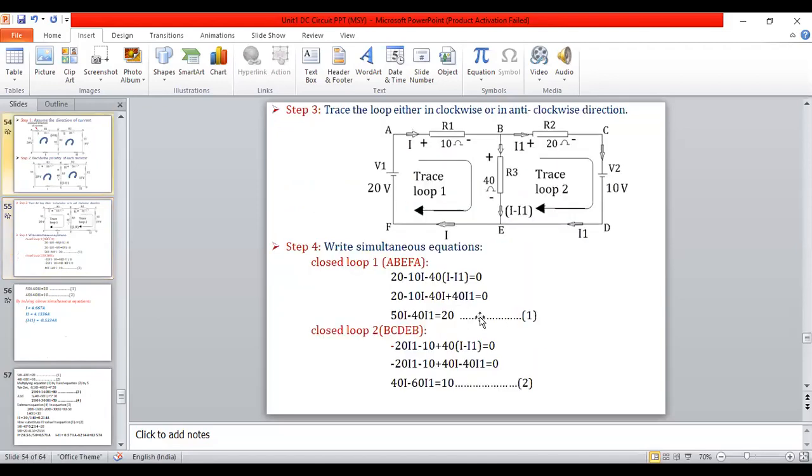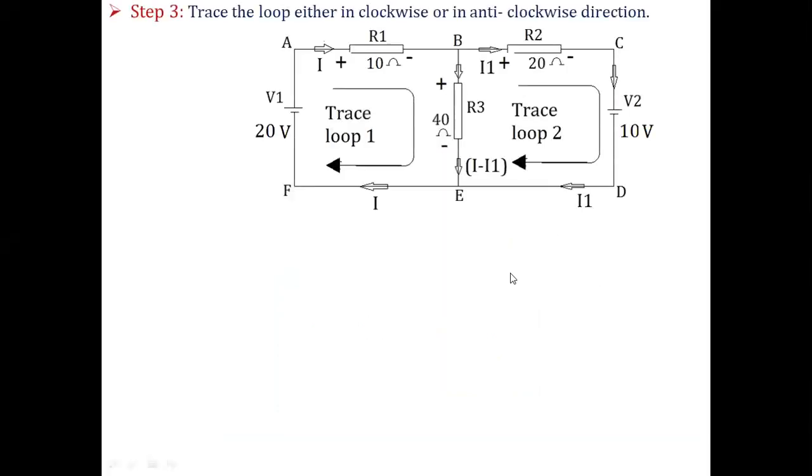Yes, sir. Okay. First, how to write the equation? This is the actual method. But with the shortcut also, you can cross verify whether your answers are correct or not, whether your equations are correct or not. How to cross verify? I will write here now. How many loops are there? Two loops are there. Whatever your current direction, you can consider it clockwise or anti-clockwise. Nothing to worry about that.